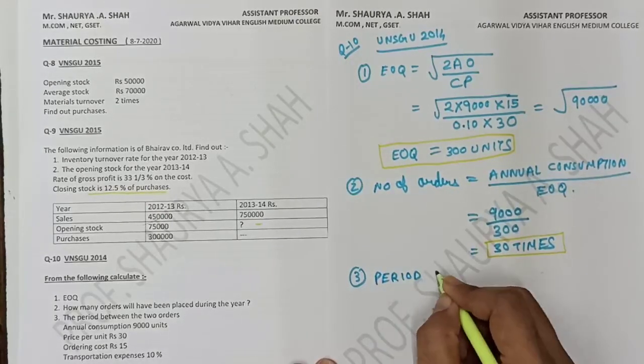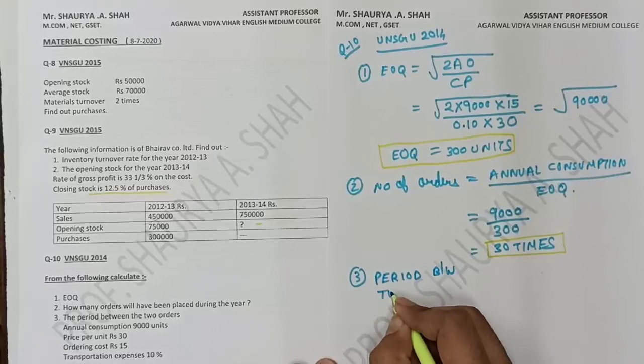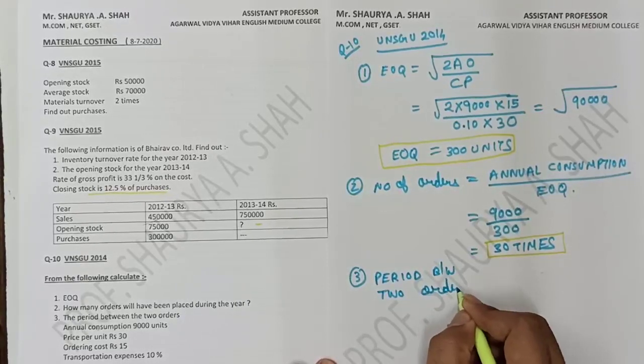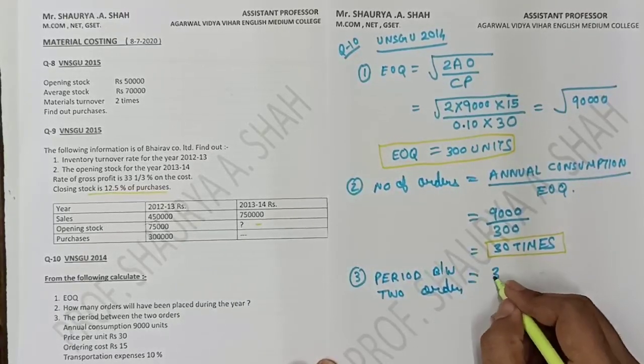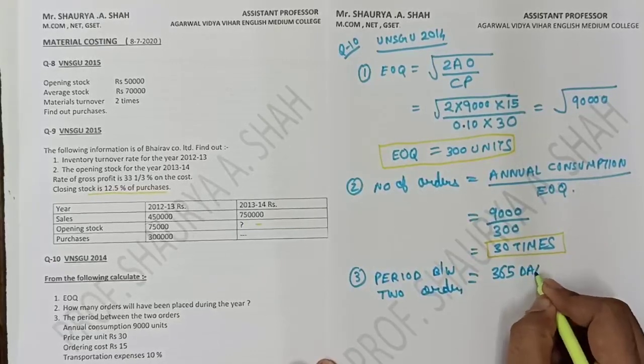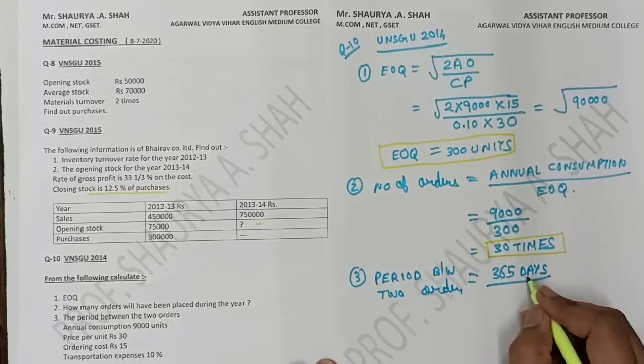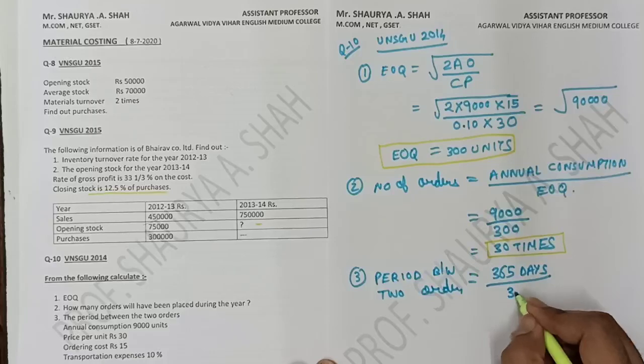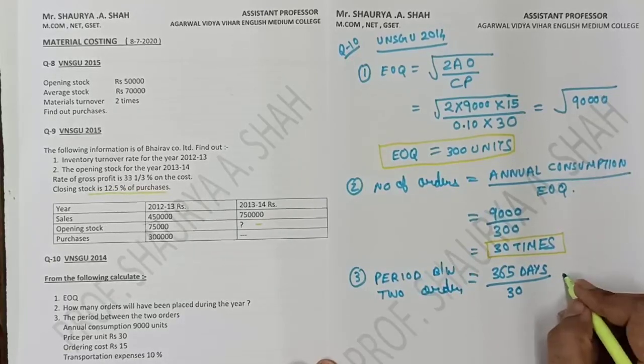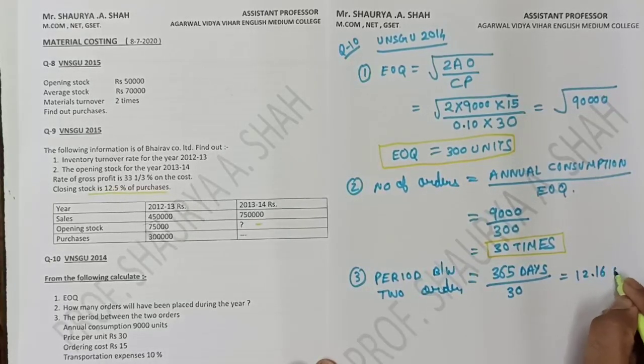Period between the two orders is equal to, we solved this also in the last lecture, 365 days, that is a year, divided by number of orders, right, that is 30 times. So I'll get the answer of 12.16 days, or we can say 12 days on an average, right? You can put it in two decimals also, or you can put it in the round figure also. It is up to you, right? But generally go to two decimals if it is your days, fine.